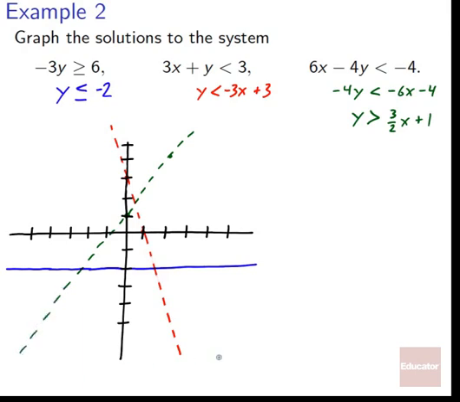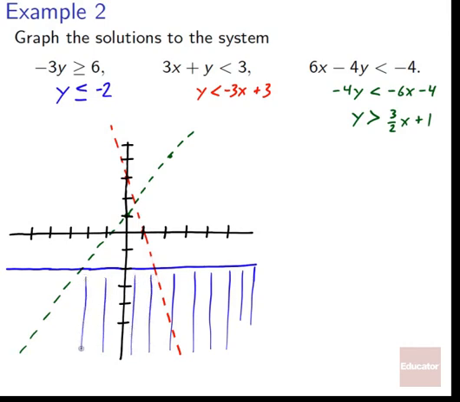All right, and now let's figure out our shading. So y is less than or equal to negative 2. Well, if it's less than or equal to negative 2, we have to have shading below that. So we shade below that here. We can use a test point like 0, 0, but we also see that y has to be below negative 2. Otherwise, that's going to not be true. So we shade in below that.